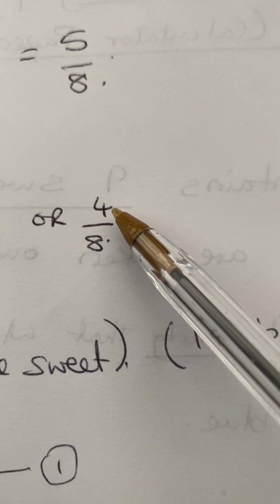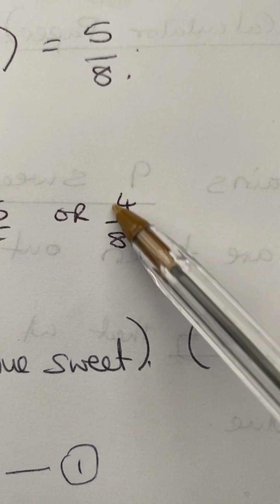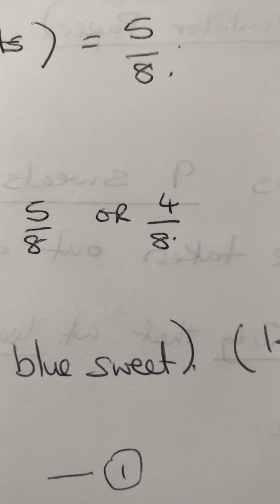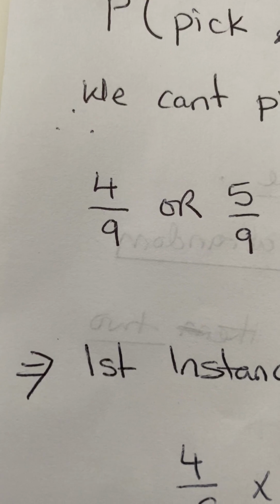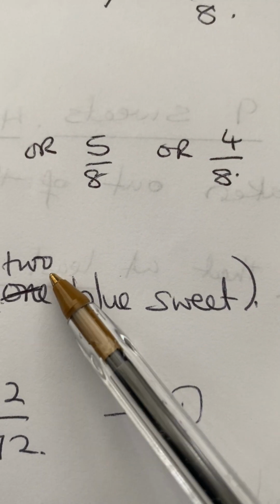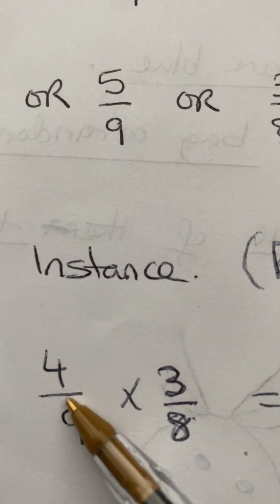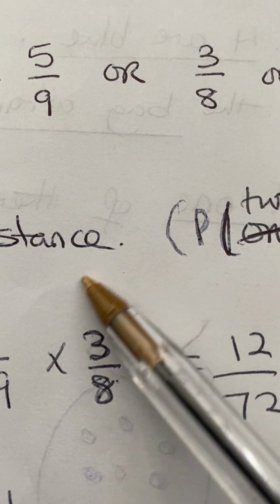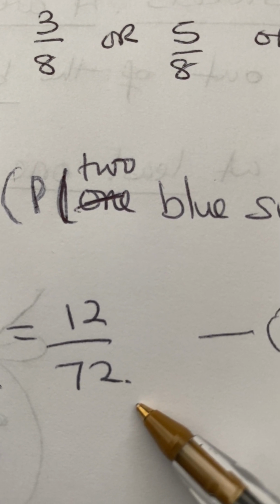Okay, so here you've picked non-blue, so the non-blue reduces by 1, and then you have 8. You want the outcome to have at least one blue. So the first instance is to pick 2 blues. I pick the first one a blue, 4/9, and then I go back again. The second instance I pick another blue, so I'm left with 3 blues and 8 balls. That will give me 12/72.